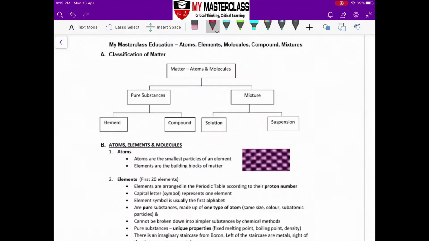Hi everyone, in this chapter we are going to look at atoms, elements, molecules, compounds and mixtures. Essentially, when we talk about all these items, we have a general name for them called matter, M-A-T-T-E-R. You will probably have learned that matter is anything that has mass and occupies space.